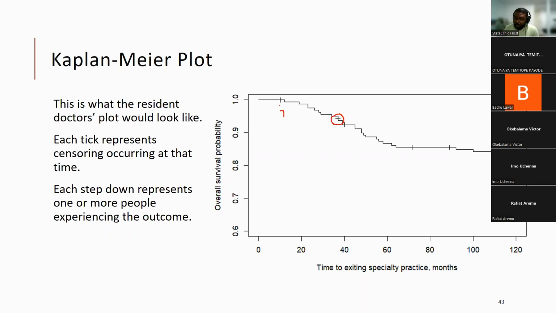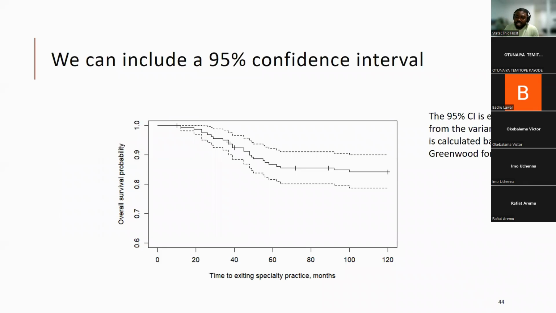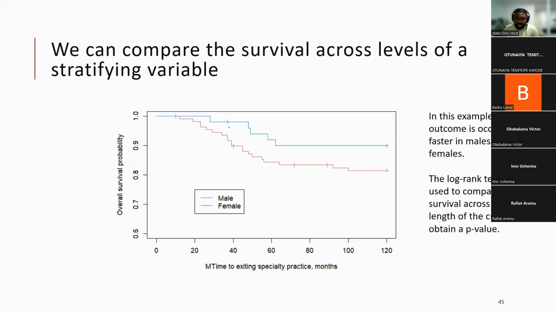Okay, so that's a Kaplan-Meier plot. And we said that you can have a 95% confidence interval that gives you an idea of what you would have gotten if you had repeated this experiment many times in your population. But the confidence interval is most valuable for when you're comparing two plots.